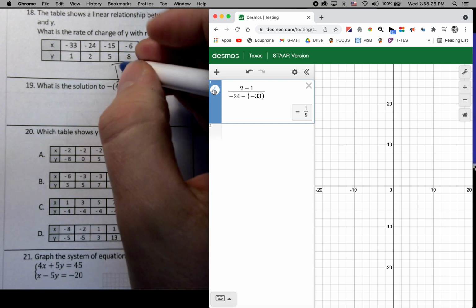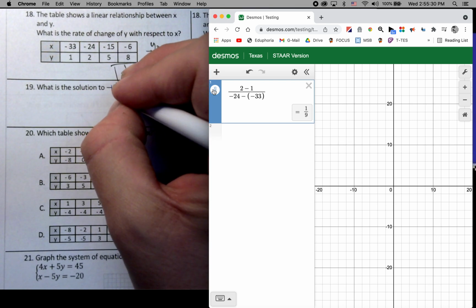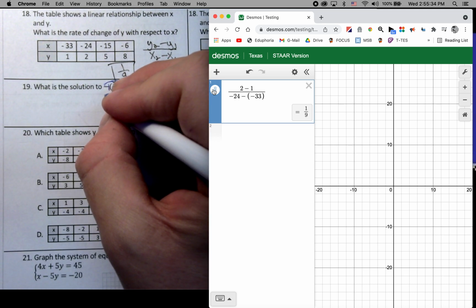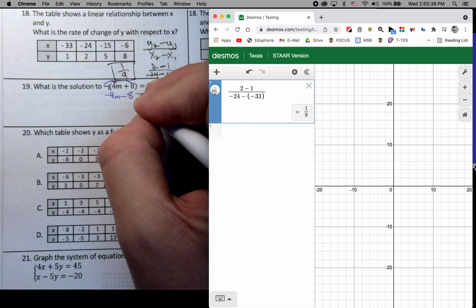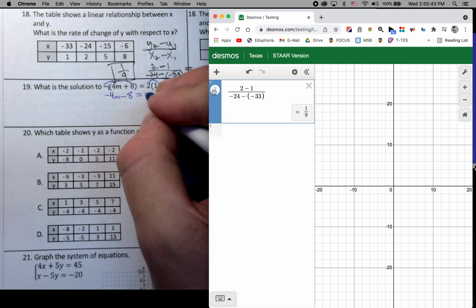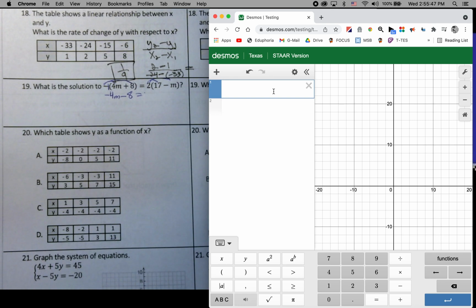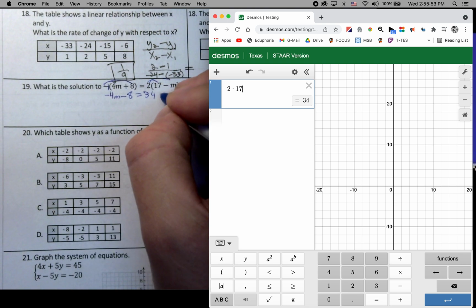All right, so to solve this, I need to distribute this negative 1. So negative 1 times 4m is negative 4m. Negative 1 times 8 is minus 8. I'm going to distribute this 2. 2 times 17, 34. 34. And then 2 times minus m is negative 2m.